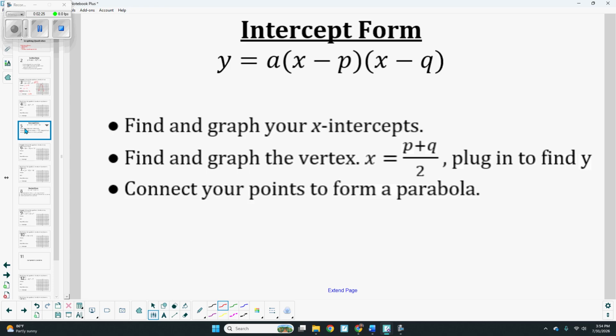Now we have intercept form. So we're going to graph our intercepts. We're going to find and graph the vertex. So that's p plus q over 2, plugging it back in to find y, and then connect our points to form a parabola. It would be nice to also have 5 points here. So once we have the vertex graphed, if it didn't already hit our 2 intercepts, I would probably try to add a point using the 1-3-5 rule, because that'll always work. If the first points were the intercepts, then I would put the next one, right, the 3 after it.